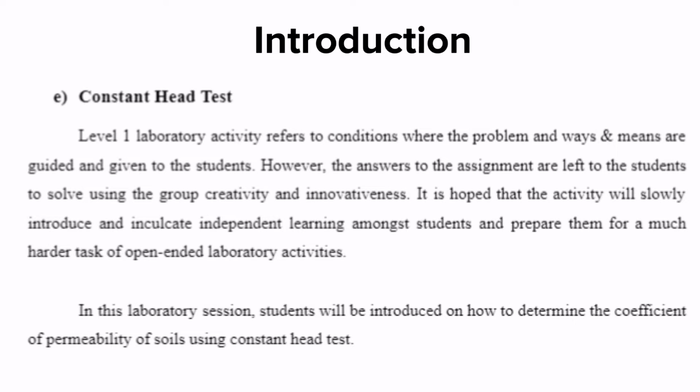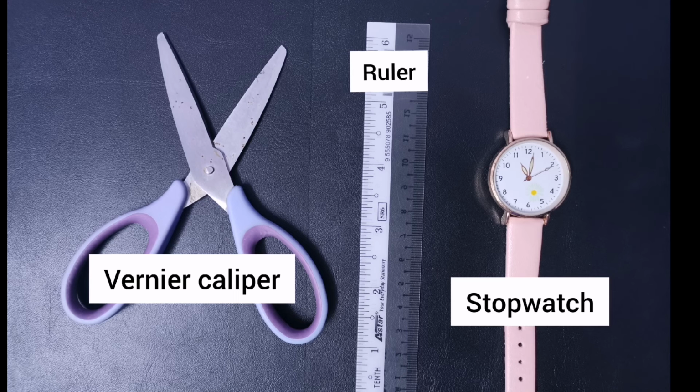Lastly is the permeability test, which is the constant head test. The objective of the experiment is to determine the coefficient of permeability of coarse-grained soil. The apparatus needed for this test is scissors as vernier caliper, ruler to measure the head difference, and stopwatch.